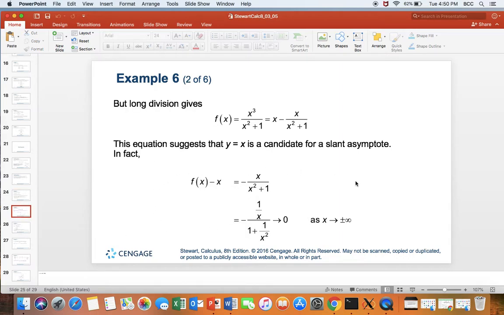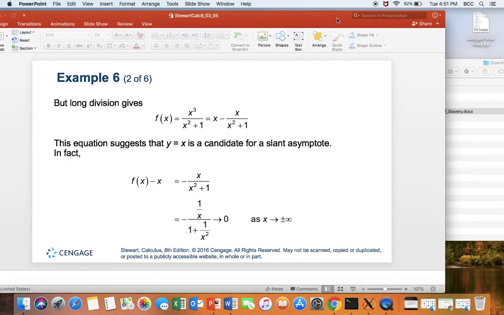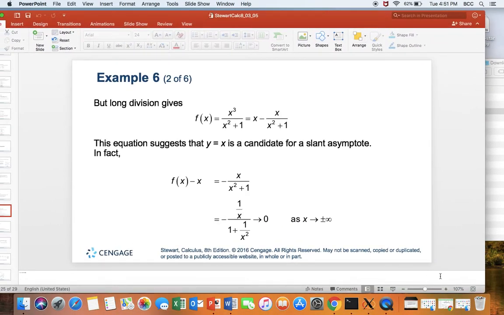Okay, so now by long division, you divide x cubed by x squared plus 1, you get this: x minus this remainder over this. So long division is something you probably have forgotten. So let's try long division.